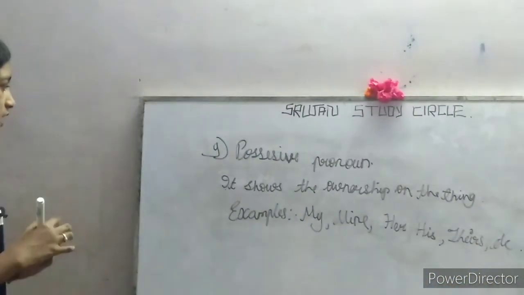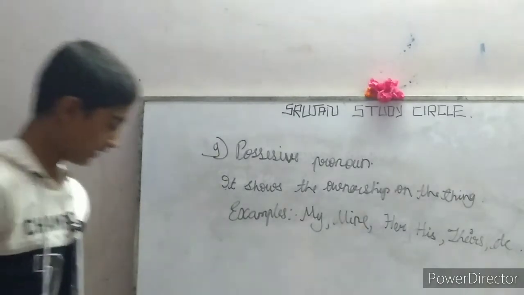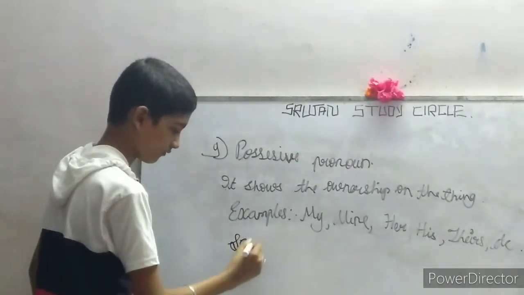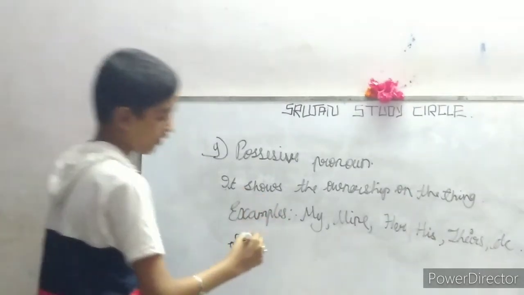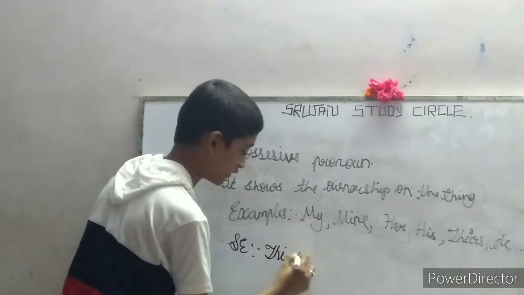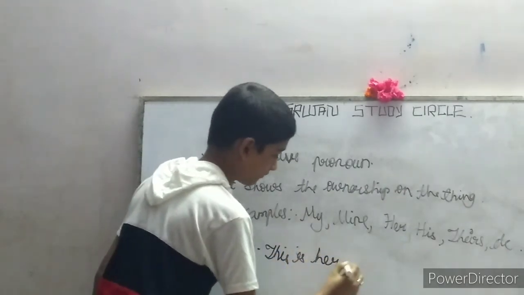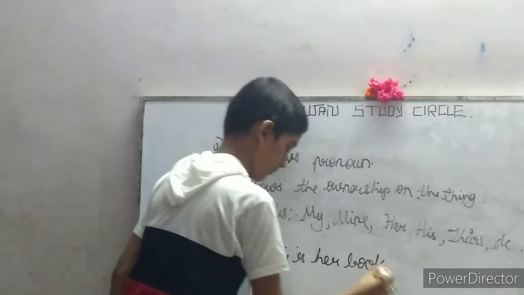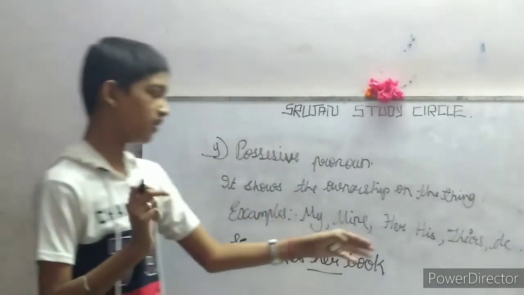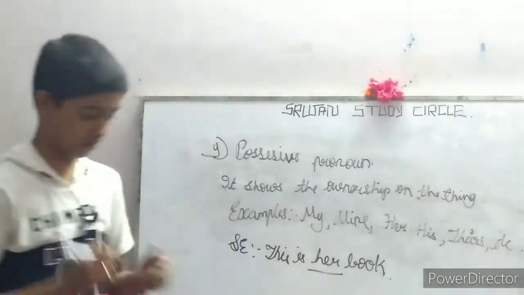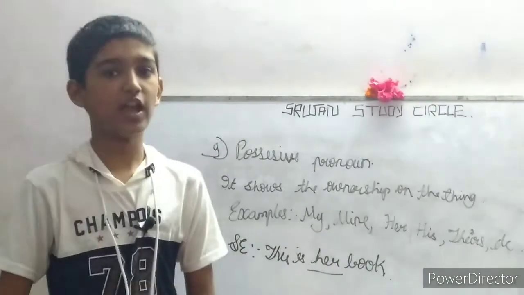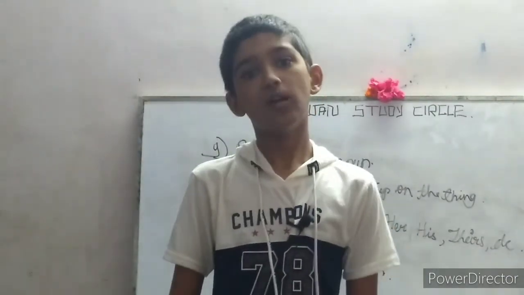I will give one sentence example, that is, this is her book. Now I am using her here as the possessive pronoun. She owns the book. So I am using her as a possessive pronoun. By completing possessive pronoun, we have completed the series of pronouns.